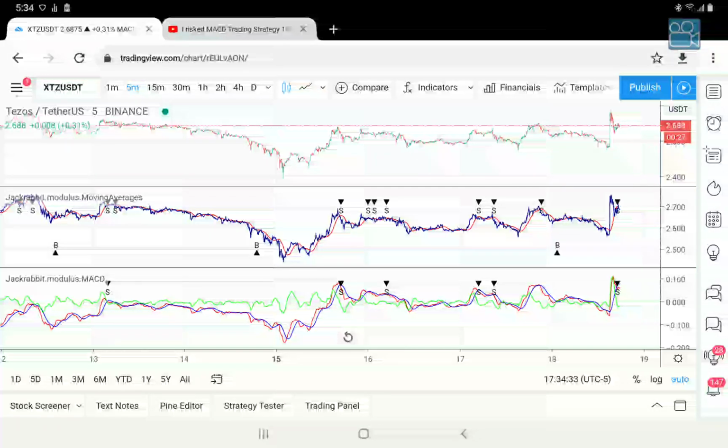So let's get into the details. First is the moving averages.